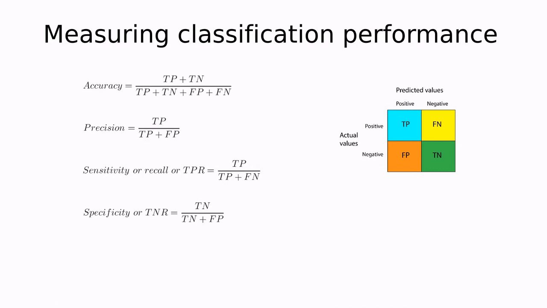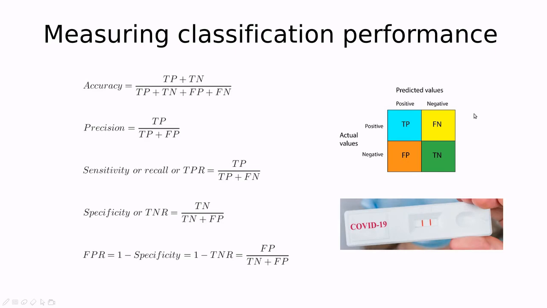We also have specificity, and the false positive rate, which is 1 minus the specificity. Many of these metrics are used in medicine, and probably if you heard about this COVID-19 fast test, you heard about how low the sensitivity or how high the specificity of those tests are.